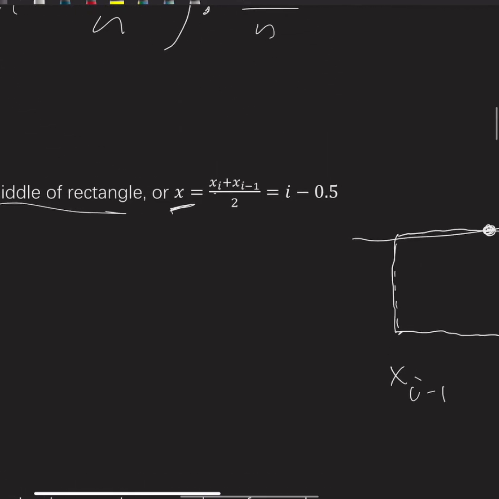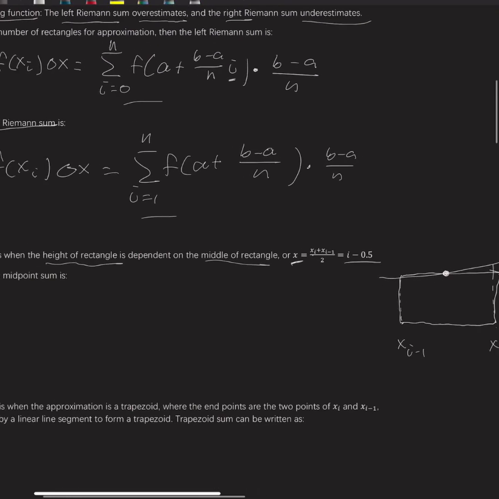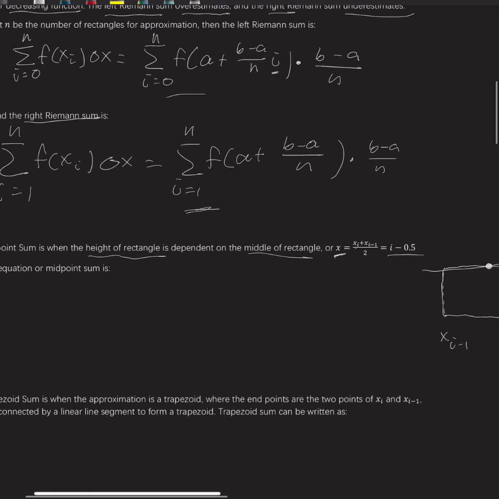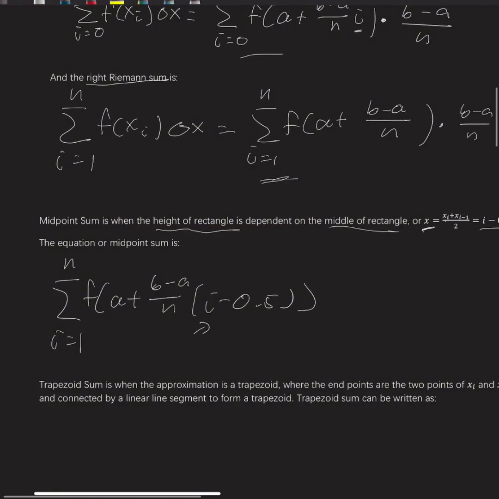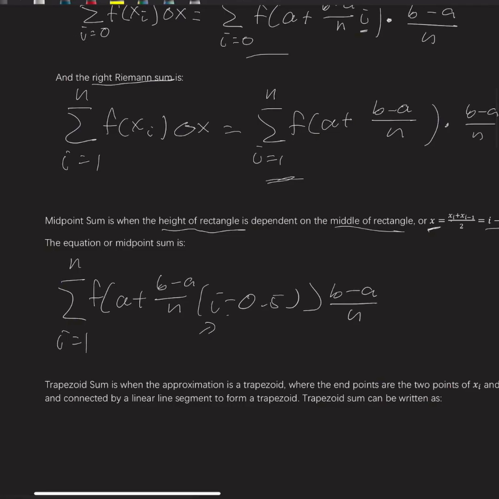And it can be written as i minus 1/2 in this summation notation. The summation notation for the midpoint sum is the sum from i equals 1 to n of f of a plus (b minus a) over n times (i minus 0.5). Remember, i is just the index of the rectangle, and subtracting 0.5 means you're shifting by 0.5 to the middle of the rectangle.